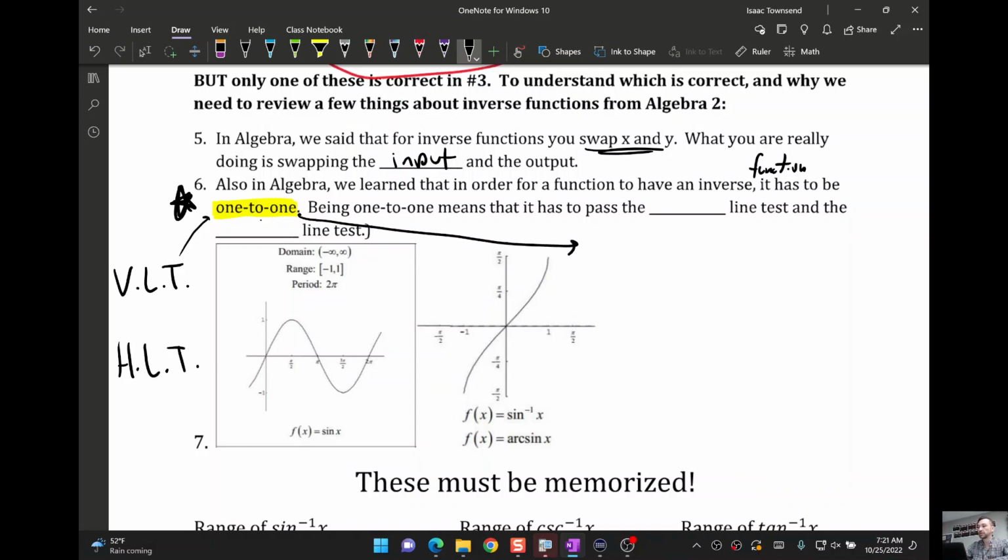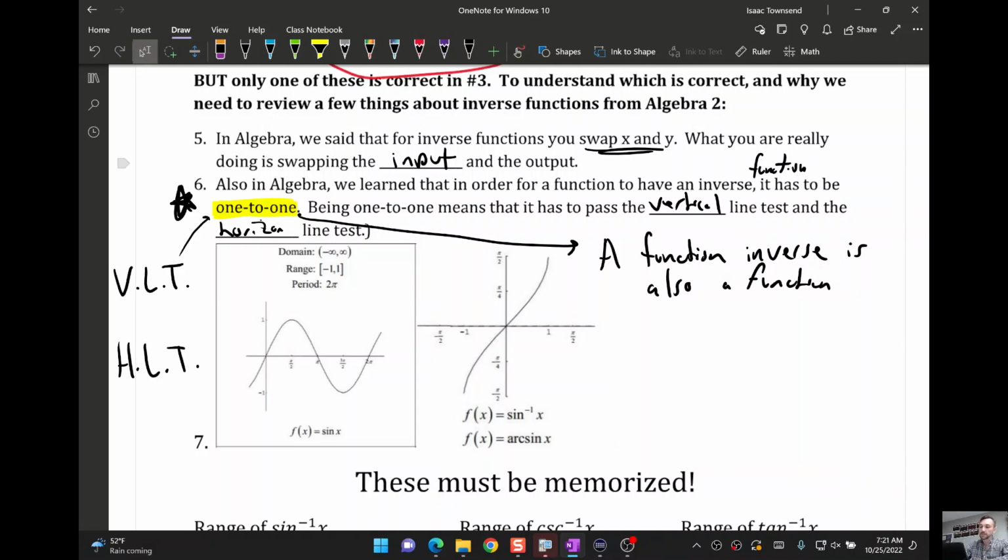So one-to-one is important because it tells us a function's inverse is also a function. It's got to pass the vertical line test and horizontal line test. So that's important in math. We want not just to have an inverse, but we want that inverse to be a function. We work with functions all the time. Lots of things we can do with a function that we can't do with just a relation.